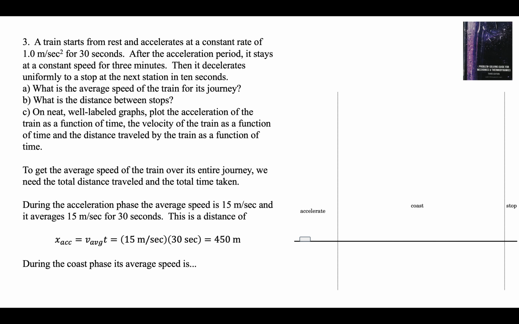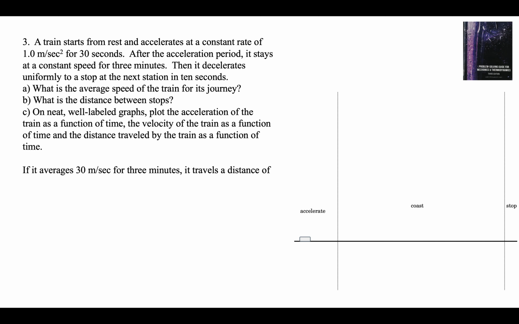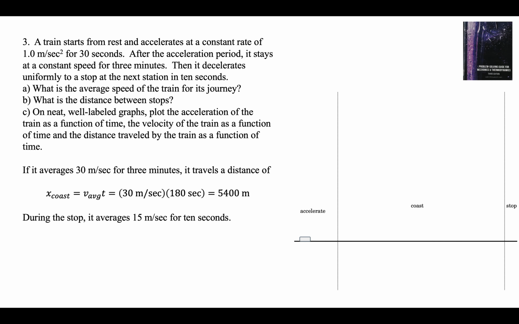During the coast phase, the average speed is, now don't screw this up. Students screw this up all the time. What's the average speed during the coast phase? If you try to use an equation and do initial speed and final speed, if you do it right, you're not going to have a problem. But if you do it wrong, there's an opportunity to do it wrong if you use an equation. But if you think about it, it's going 30 meters per second the entire time. The average speed is 30 meters per second. During the coast, the speed's not changing. If it averages 30 meters per second for 3 minutes, it travels the distance of 5,400 meters, 5.4 kilometers.